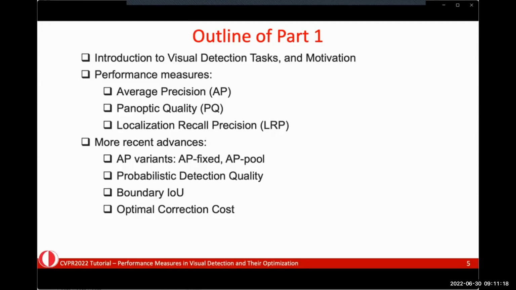After AP, we will present panoptic quality and localization recall precision. Finally, more recent advancements in this subject will follow. These are the AP variants, namely AP fixed and AP pool. Then we will go over probabilistic detection quality, boundary intersection over union, and optimal correction cost.